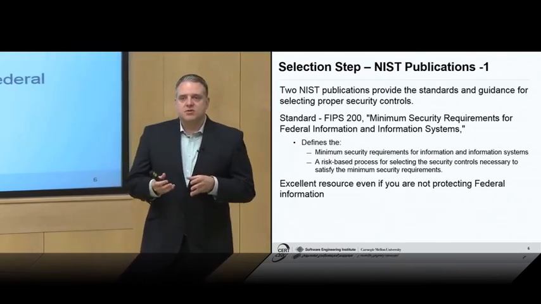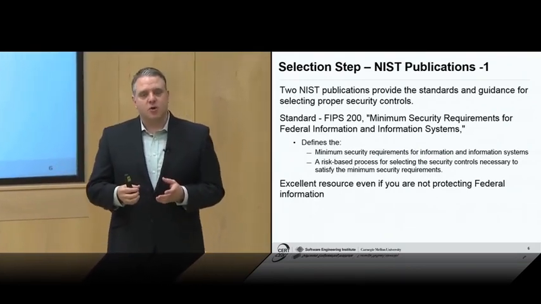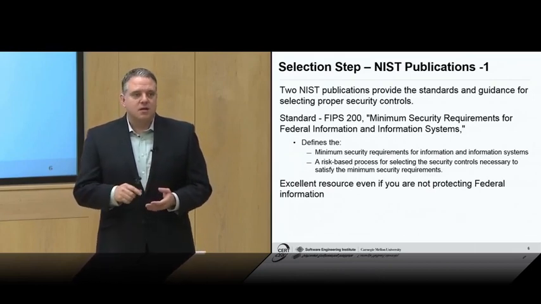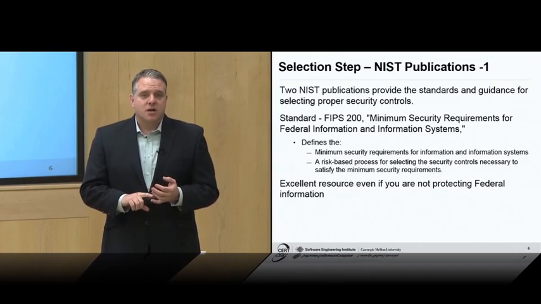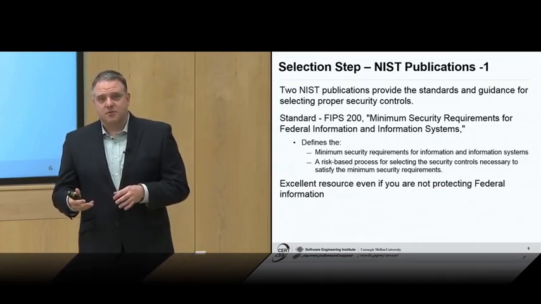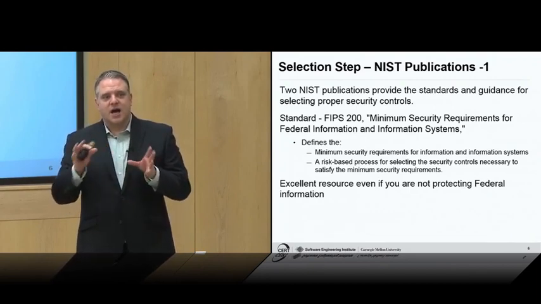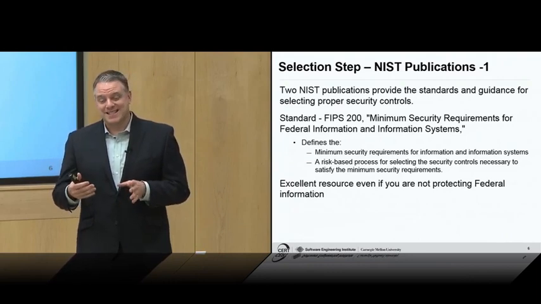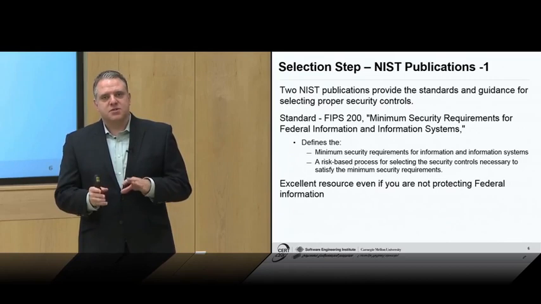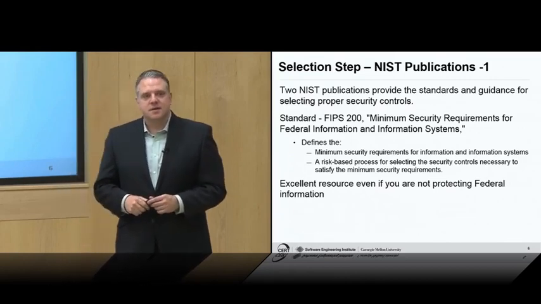There are 2 special pubs out there produced by NIST that provide some type of guidance for you on how to select what controls you need. The first is the FIPS 200, which defines the minimum security requirements for federal information and information systems. It's really a high-level document, but it gets into the minimum security requirements and proposes a risk-based approach to selecting controls to address that risk.